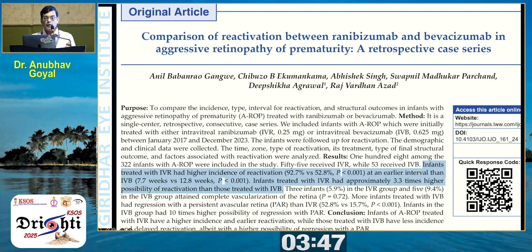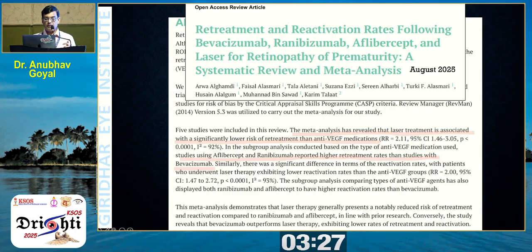So the recurrence after anti-VEGF varies. Bevacizumab gives a very long window period for improvement in vascularization, and ranibizumab is much below this. Ranibizumab shows recurrence after 7.7 weeks, and bevacizumab can take 12 or more weeks for recurrence. So it's the best drug, even now, in ROP.